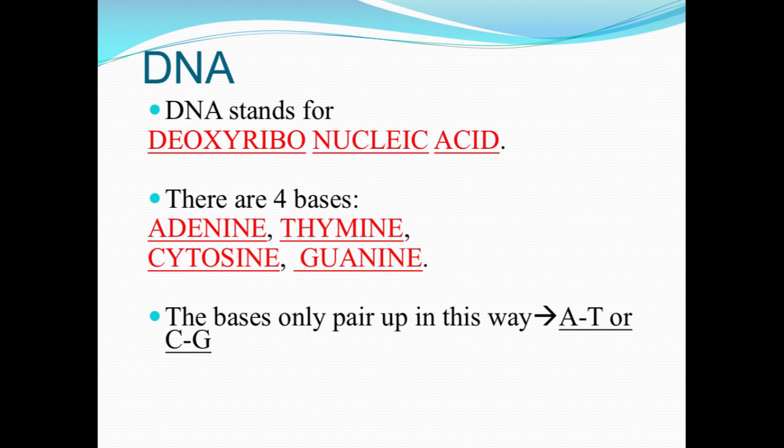So here's how it matches up. The adenine will only bind with a thymine, and thymine will only bind with an adenine. The cytosine and the guanine will only bind together. So you will never have an A and a C. You'll never have a T and a G. So just remember A with T, and then C and G kind of look the same.